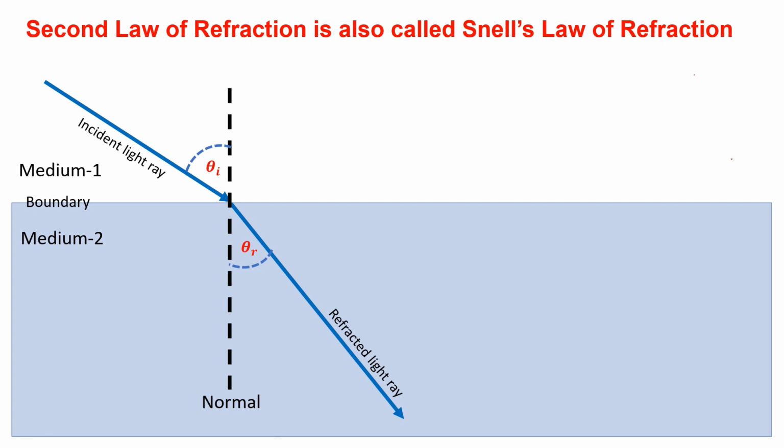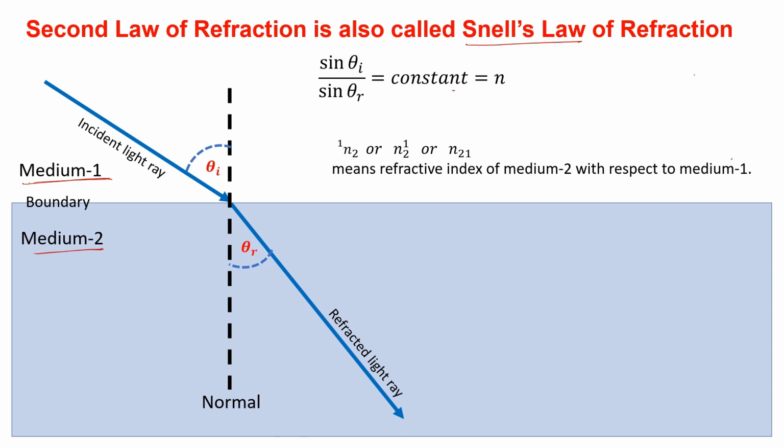Let's discuss the second law of refraction. So this is also called the Snell's law. So we have learned that sine of angle of incidence to the sine of angle of refraction is always constant, and we call it as the refractive index, and we represent the refractive index with letter small n. Now, here this is medium 1, this is medium 2. When the light is traveling from medium 1 to the medium 2, the ratio actually gives us the refractive index of the medium 2 with respect to medium 1. If we are taking this sin i by sin r, we get the refractive index of medium 2 with respect to medium 1.